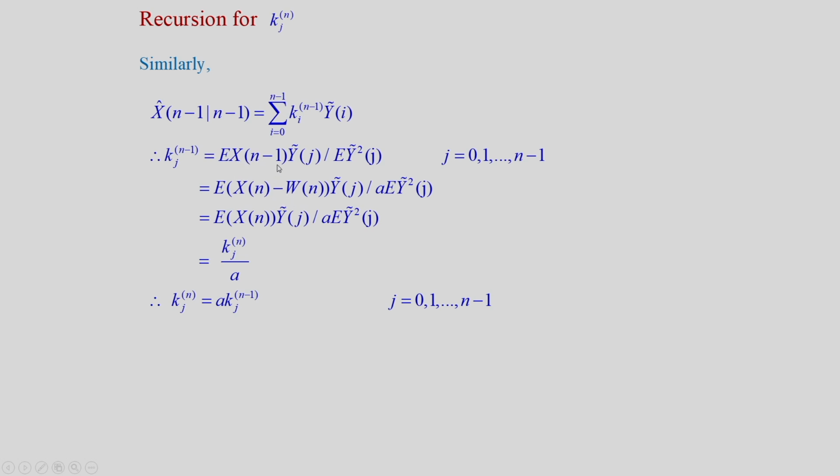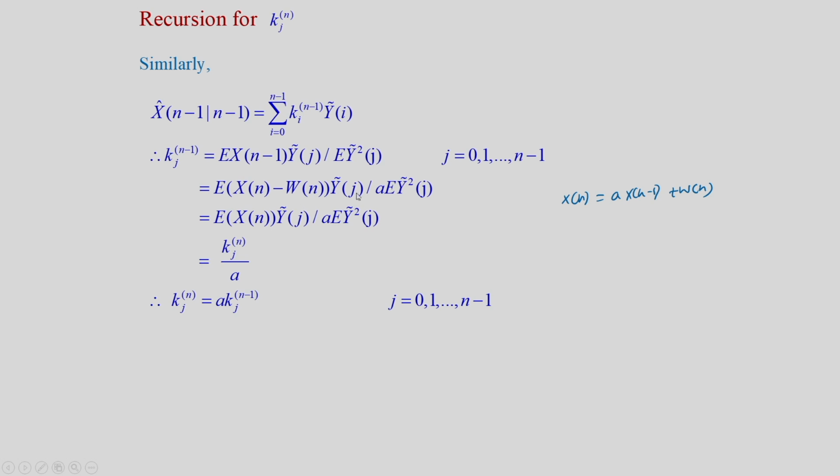Now, I know that x(n-1) is equal to (x(n) - w(n)) divided by a. From the model, x(n) is equal to a x(n-1) + w(n). We can write x(n-1) is equal to (x(n) - w(n)) divided by a. So, we will get this relationship: k_j(n-1) is equal to E[(x(n) - w(n)) ỹ_j] divided by a, by E[ỹ_j²].